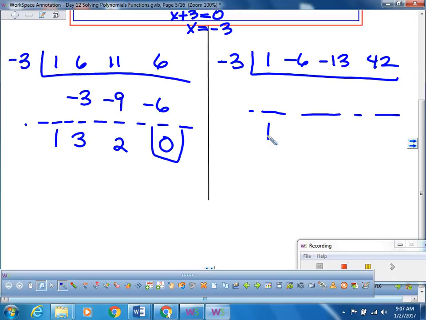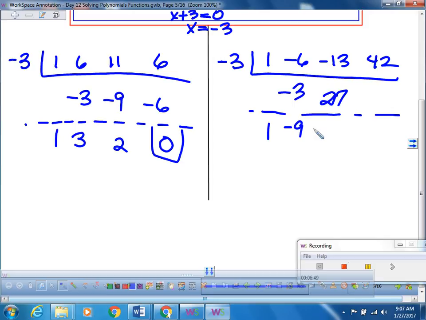the 1. Negative 3 times 1 is negative 3. Add those together, and I get negative 9. Negative 3 times negative 9 is 27. Help me, it's Friday. 14. 14 times 3 is? Negative 42, and we get a 0.